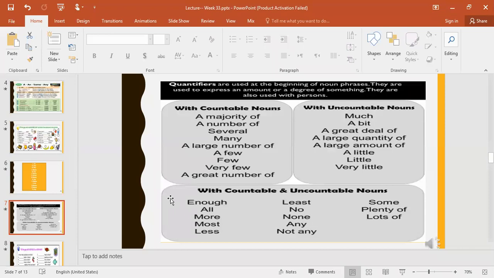Quantifiers are used at the beginning of noun phrases. Now let me show you first, what do I mean by quantifiers? When I say quantifiers, it means an expression or a word used to express an amount. So when I say an amount, it means, do I have a little bit of something or a big amount of something? Do I have enough of something or not enough of something? Do I have a few? Do I have a great number? Do I have a bit? And so on. So the word quantifiers comes from the word quantity.